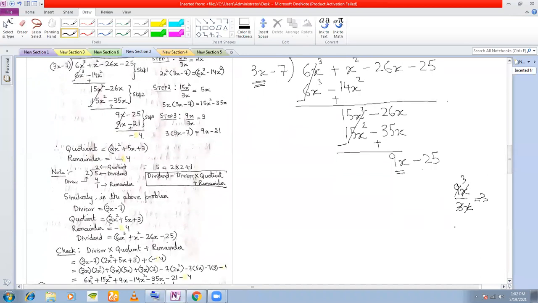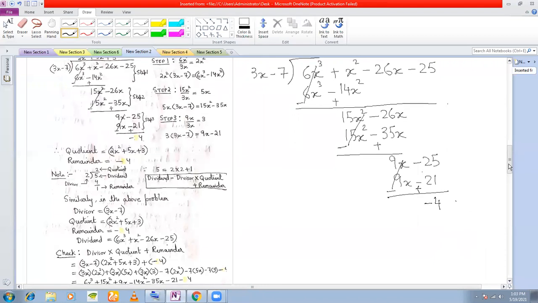Once you write this plus 3 on top, you multiply this plus 3 with the divisor. So how much do you get? 9x minus 21. So you write this 9x minus 21 here. Subtract. This cancels. Now you get minus 25 plus 21, which is minus 4. Now you cannot divide any further, right?